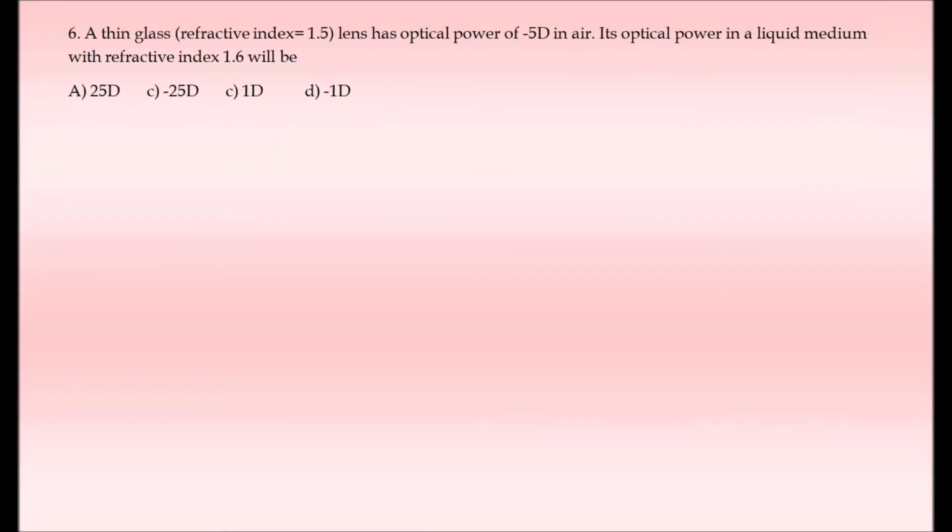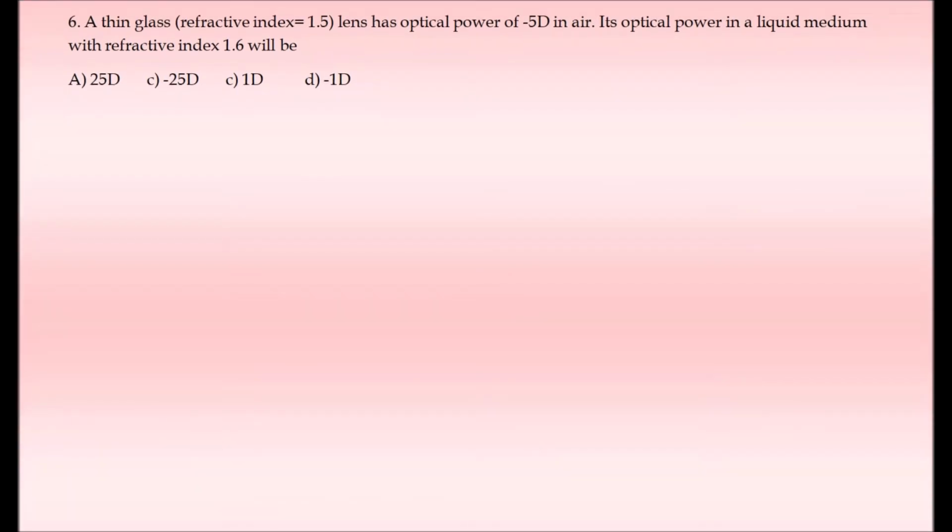Now we'll move to the next problem, and this is also a very good problem. In fact, we will learn more concepts about power in this problem. A thin glass lens having refractive index 1.5 has an optical power of minus 5 D in air. Its optical power in a liquid medium having refractive index 1.6 is.